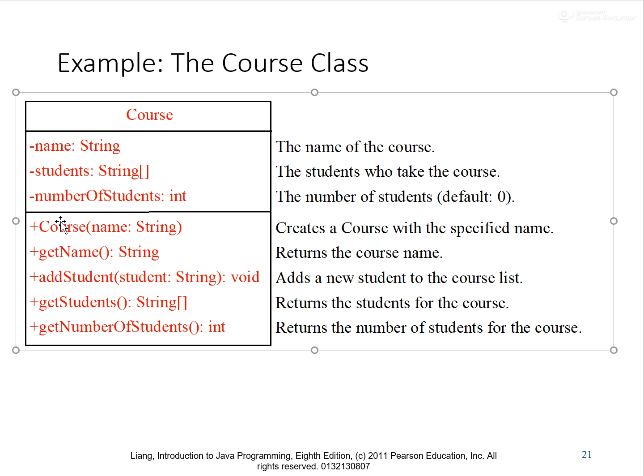A couple of methods over here. You can see we have an add student method. What we don't have is the reverse of that, a drop or remove student method. So I'll add that in. Okay, so let's get started.